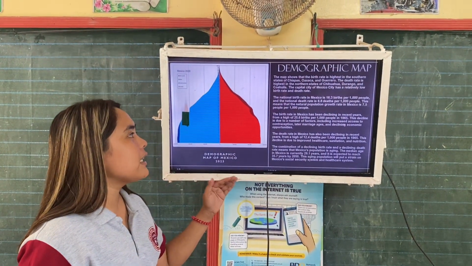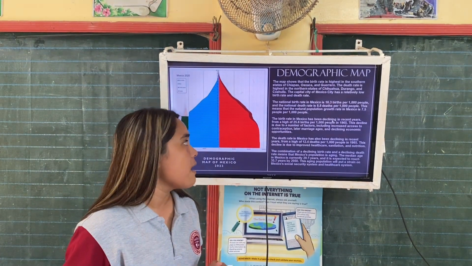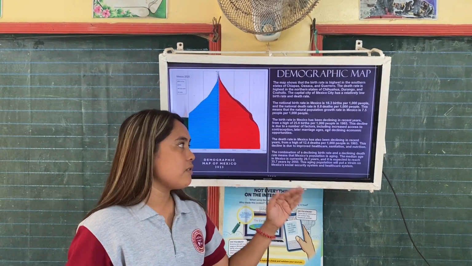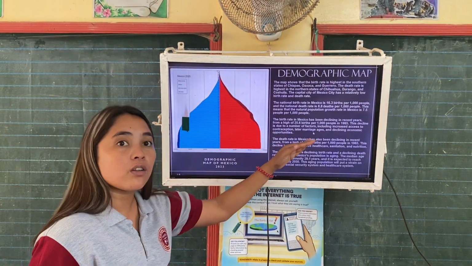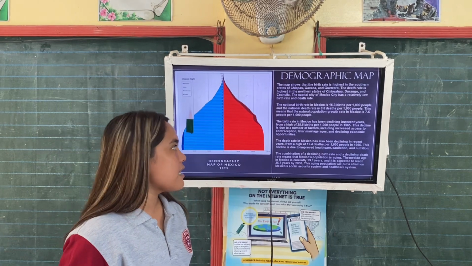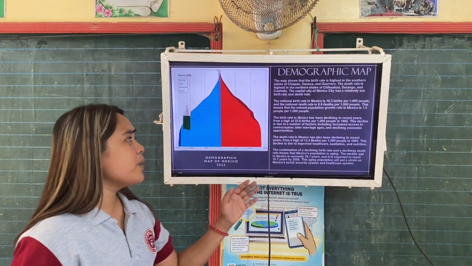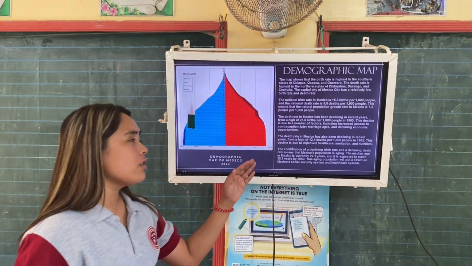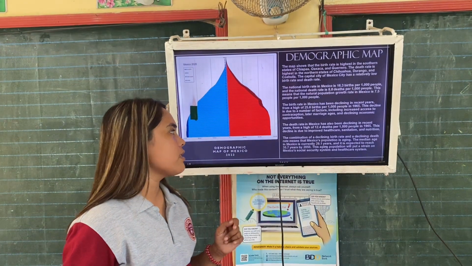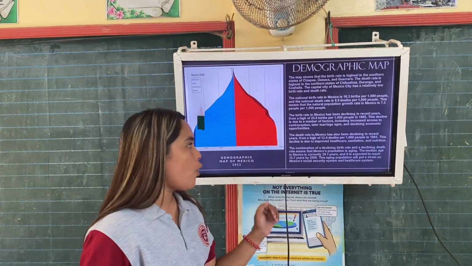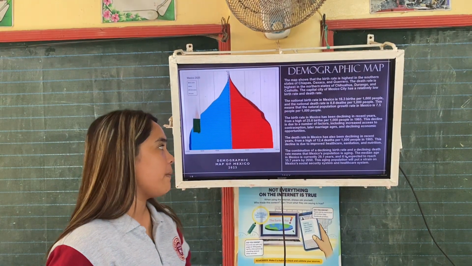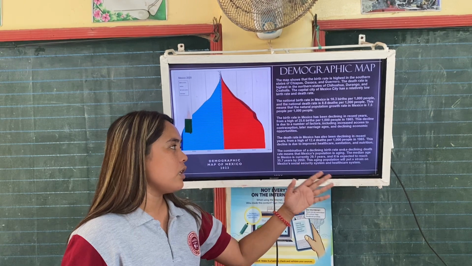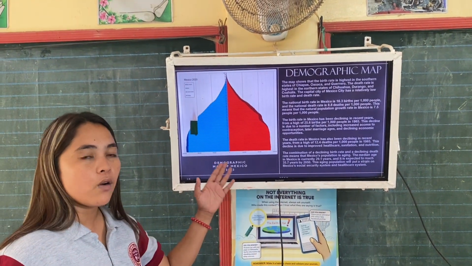So the birth rate in Mexico has been declining in recent years from a high of 25.6 births per 1,000 people in 1965. This decline is due to a number of factors, including increased access to contraception, later marriage ages, and declining economic opportunities. And also the death rate in Mexico has been declining in recent years from a high of 12.4 deaths per 1,000 people in 1965. So this decline is due also to improved healthcare, sanitation, and nutrition. Same as I said earlier in previous slides.